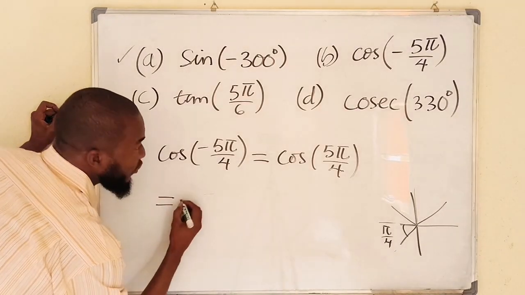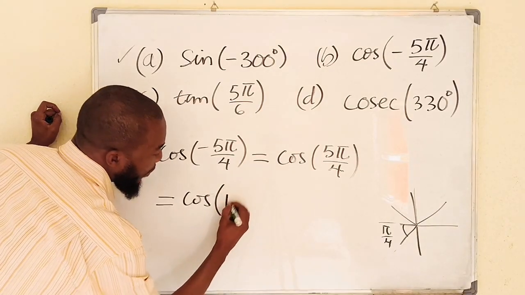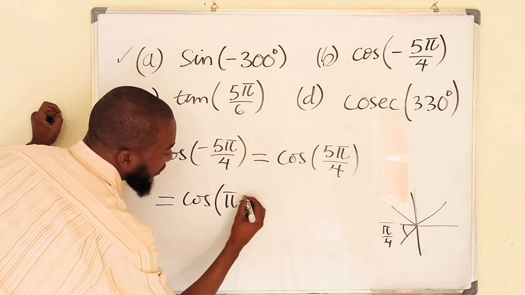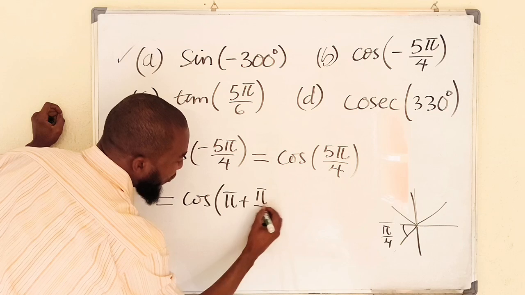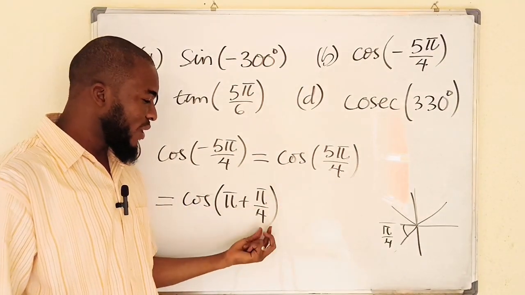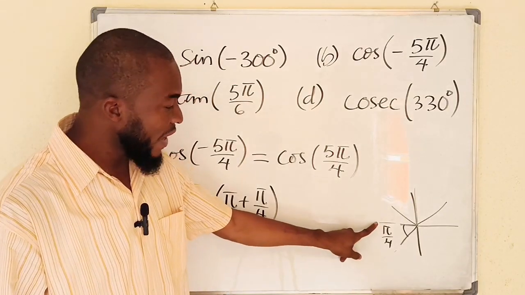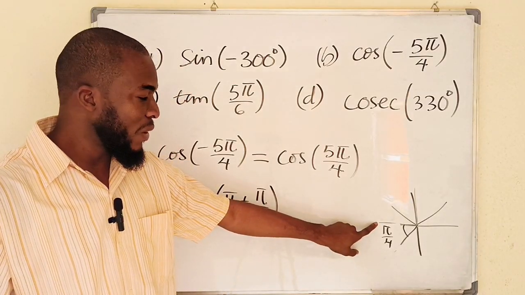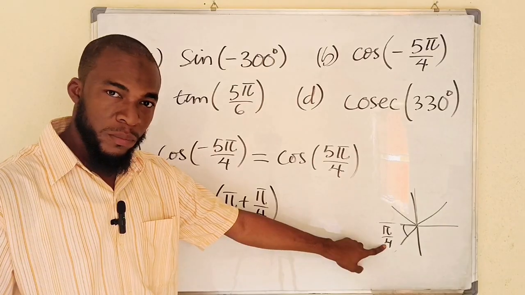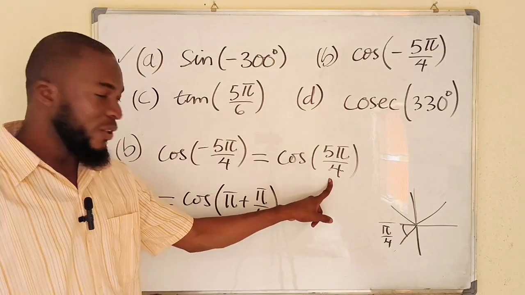It is equal to cosine of pi plus pi divided by 4, right? Because this is what you need to add in order to get this one. So you can see our reference angle is always related with the x-axis. So this is the x-axis, which is 180 degrees, but we have an additional pi divided by 4, which is here.